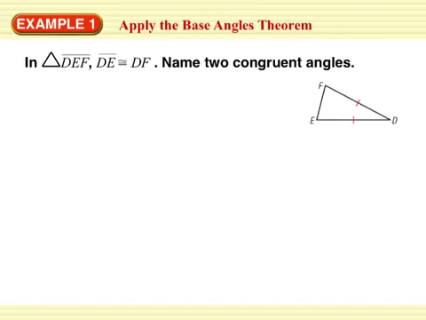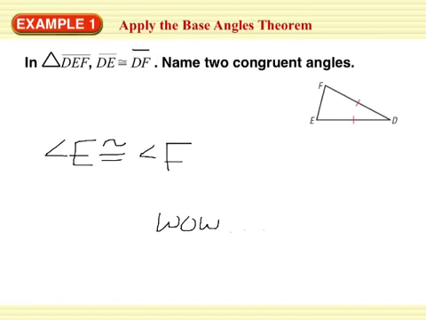Example 1. In triangle DEF, segment DE is congruent to segment DF. Name two congruent angles. Okay, using the base angles theorem, we can say that angle E is congruent to angle F. Wow, that's deep.